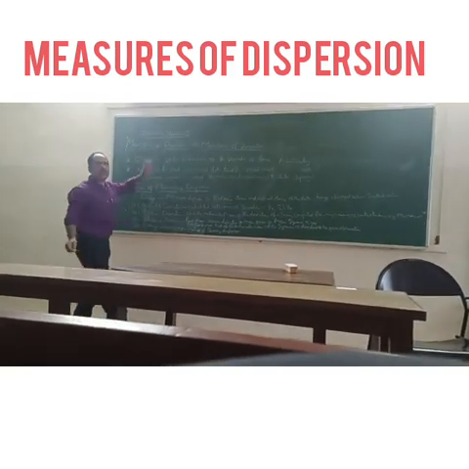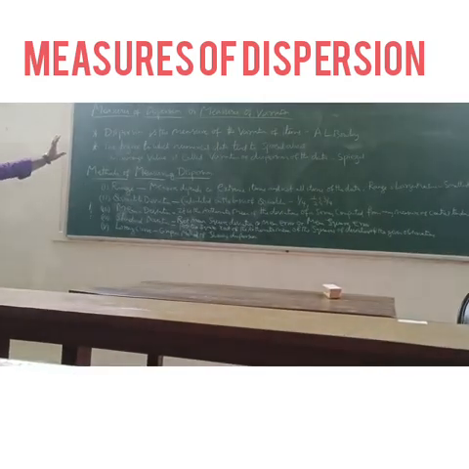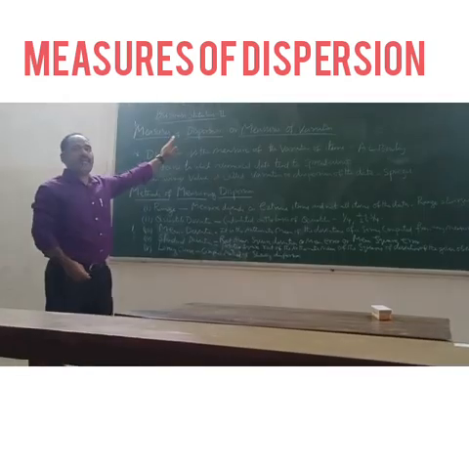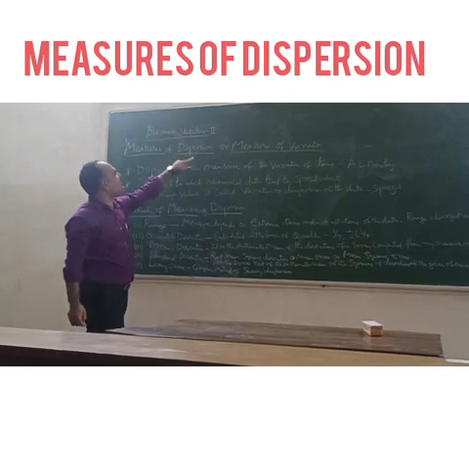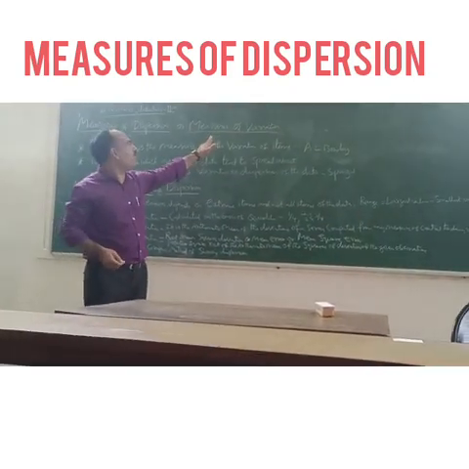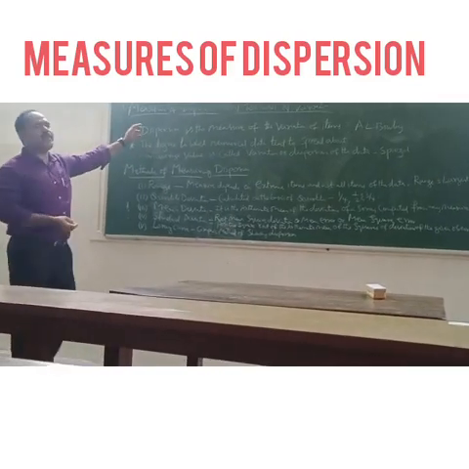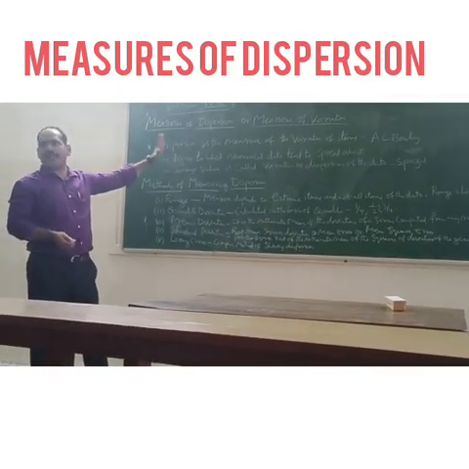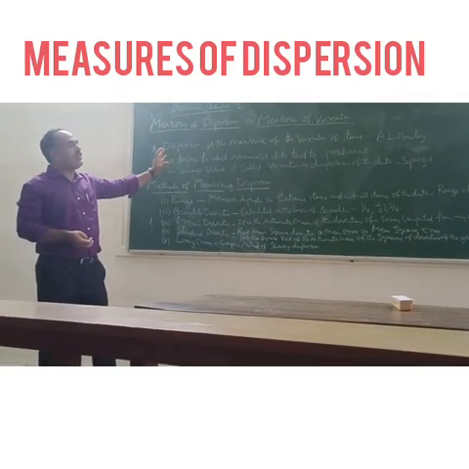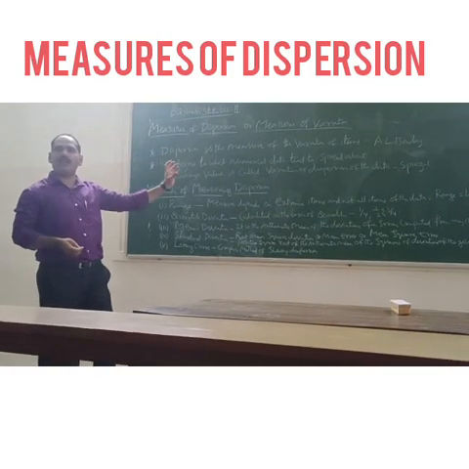This is the second unit. In the syllabus, the second unit is measures of dispersion, or in other words, measures of variation. Here I will tell you what dispersion is. Various statisticians have given their views.